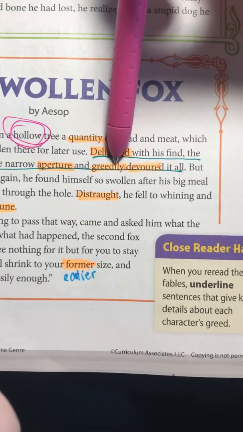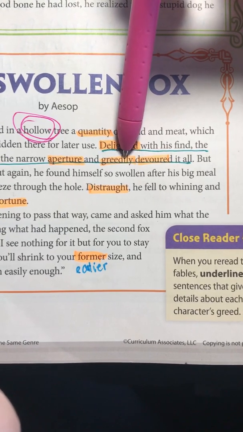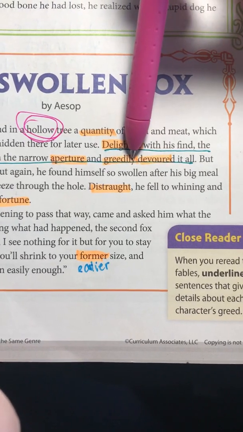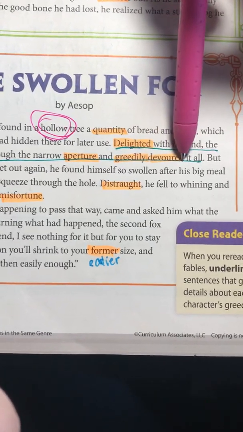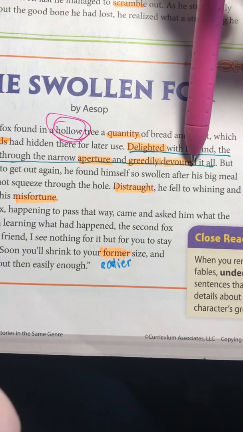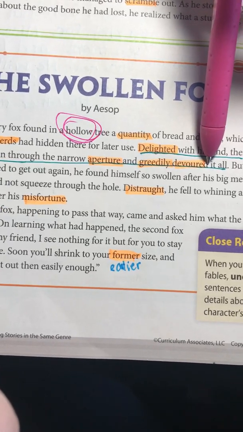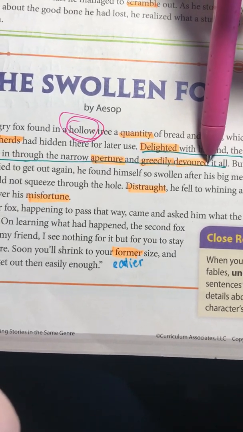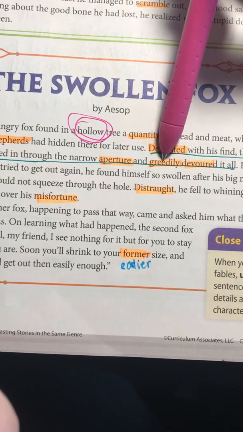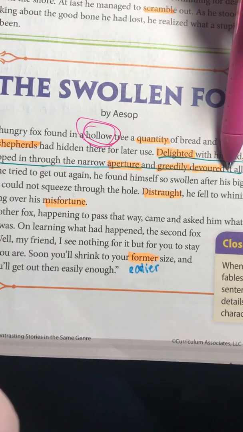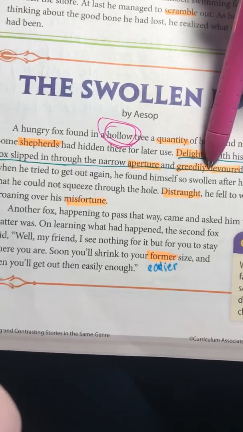Greedily. I know that ly makes this word an adverb, and it tells me that somebody's doing something in some sort of way. So it looks like devoured has something to do with eating, but eating quickly, maybe messy, and greedily, he's very selfish. He has a selfish desire to eat this food. He devours the food in a greedy way. That's what that ly means.